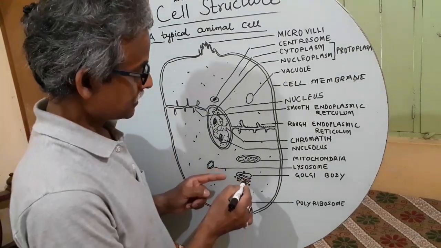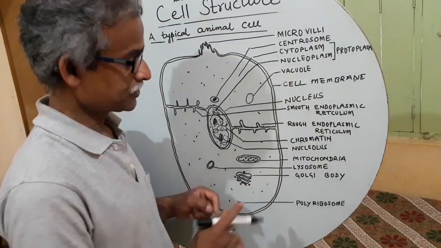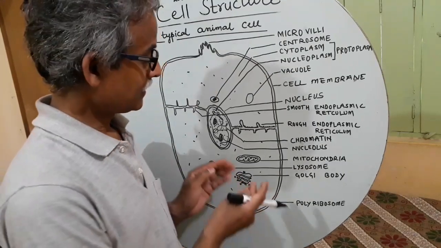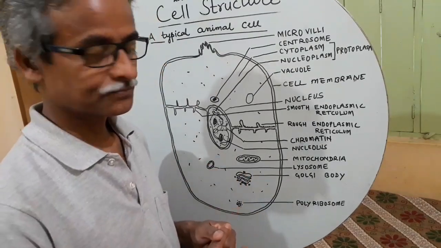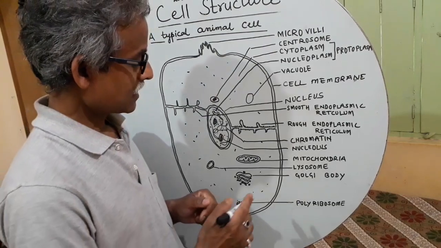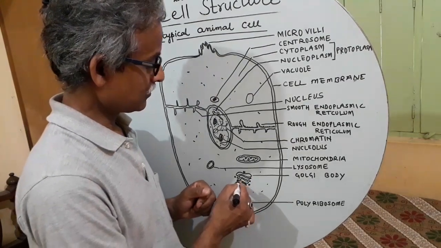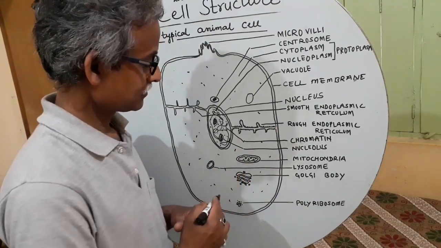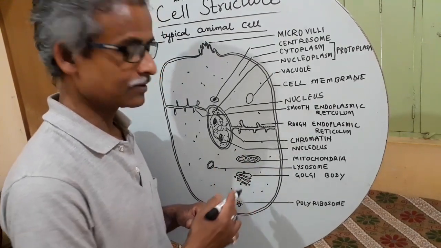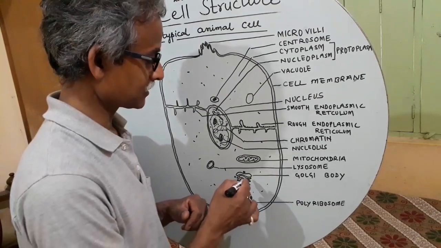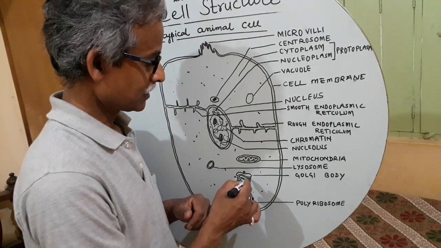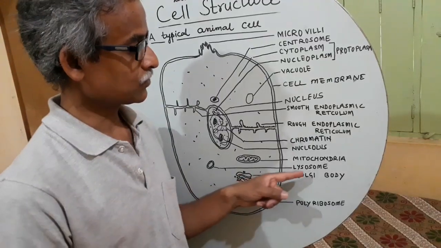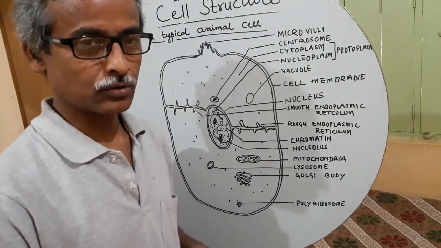There is another structure you see here. There is a bunch of many sac-like structures and small vesicles. This bunch of sac-like structures and or vacuole-like structures and vesicles is known as Golgi body or Golgi complex.